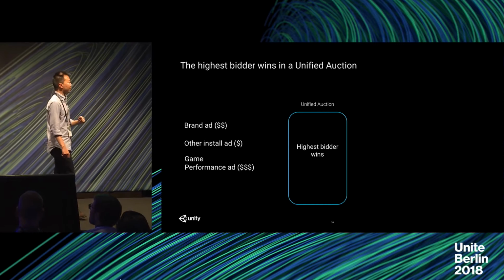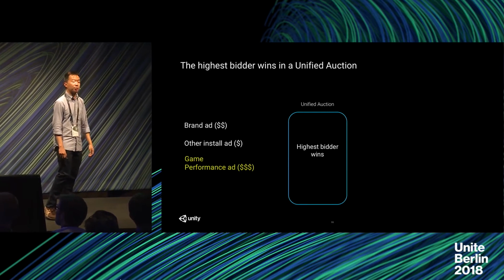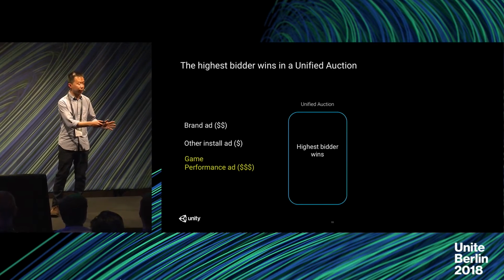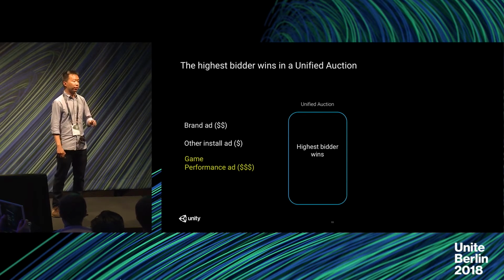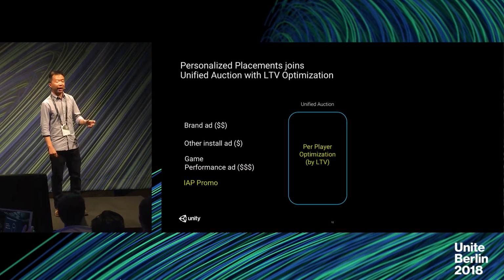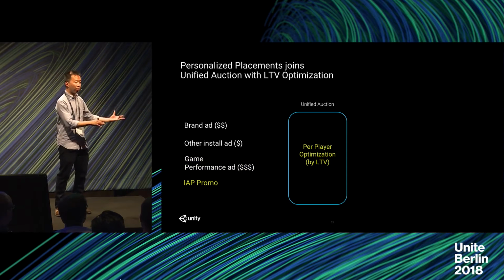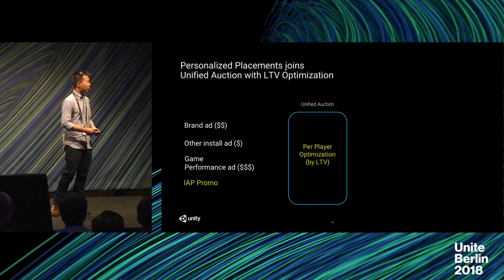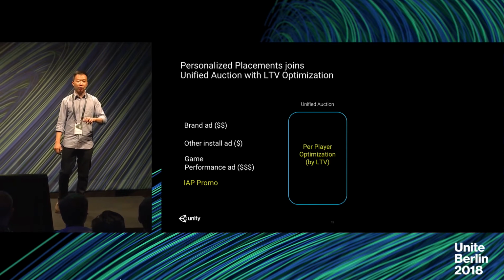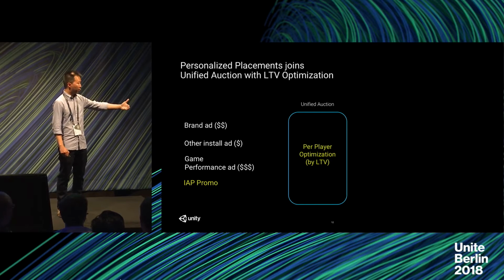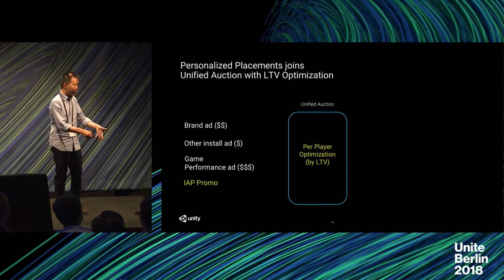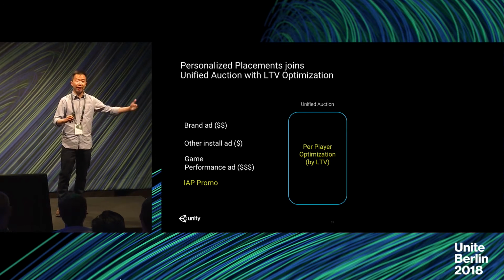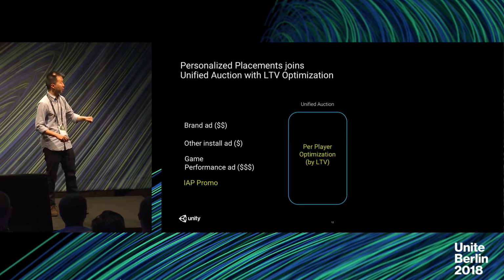Going back to the Unified Auction schema, the highest bid wins. End of story, super straightforward, because we want to maximize your ads revenue. What Personalized Placement is going to do for you are two different things. One, your catalog will expand. Now there's a product called IAP Promo, and there are more content types that you can add into your ecosystem, which can now be part of the competition. Second, given that we are now bringing the whole long-term value back into the picture versus a short-term transaction, we are going to decide what content to show based on the long-term value, not the instant gratification from the current transaction.